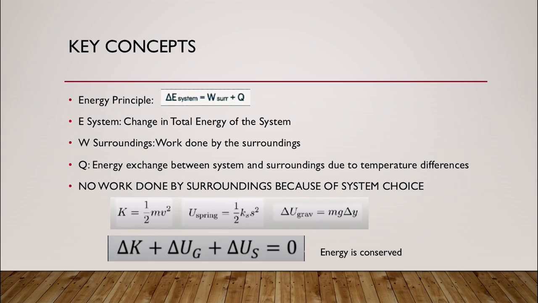Because we are considering mass, Earth, and the spring to be in the system, there is no work being done by the surroundings, and thus the total energy is conserved, meaning delta K, which is kinetic energy, plus delta UG, which is the change in gravitational potential energy, and delta US, which is the change in elastic potential energy, is equal to 0, thus indicating that energy is conserved.